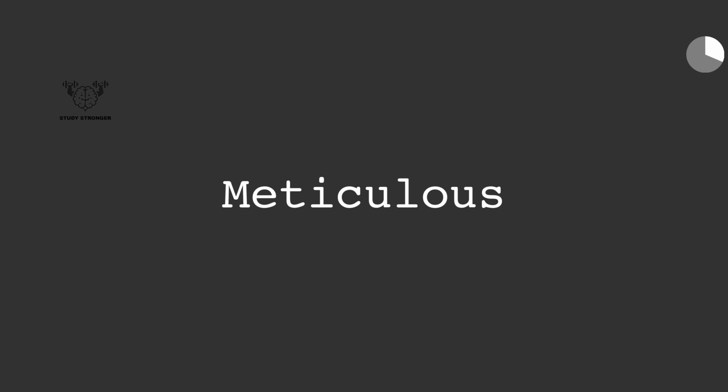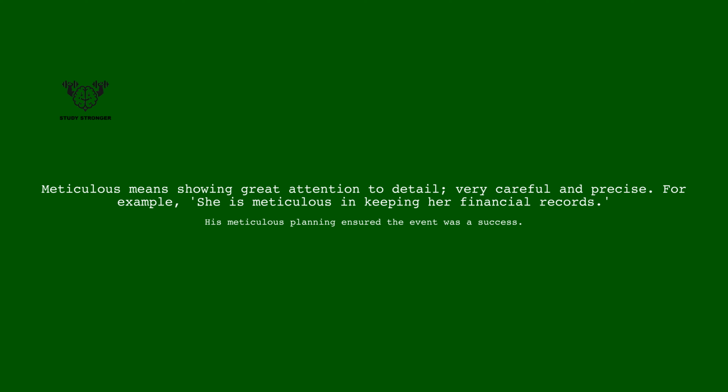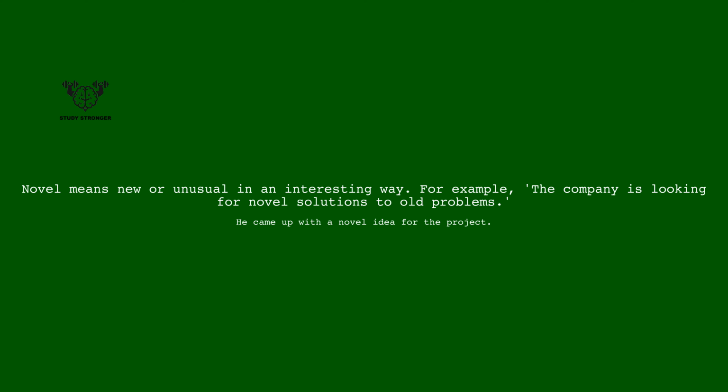Meticulous. Meticulous means showing great attention to detail, very careful and precise. For example, she is meticulous in keeping her financial records. Novel. Novel means new or unusual in an interesting way. For example, the company is looking for novel solutions to old problems.